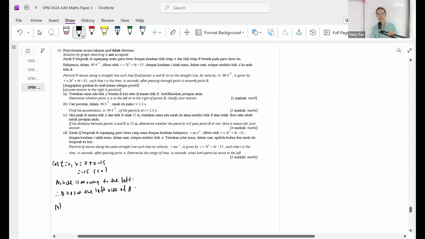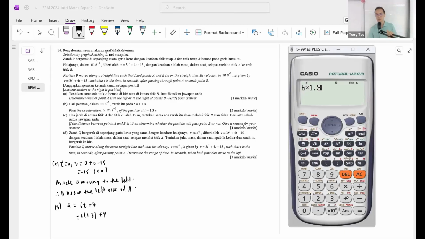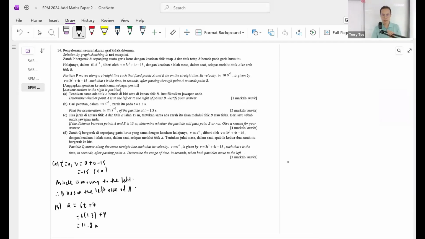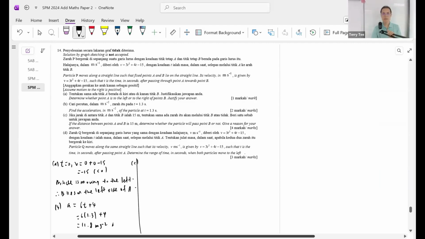Part B, find acceleration at t equals 1.3. So differentiate velocity, you get acceleration. This will be 6t plus 4. Substitute t with 1.3. 6 times 1.3 plus 4. You will get 11.8 meter per second squared. So that's part B.